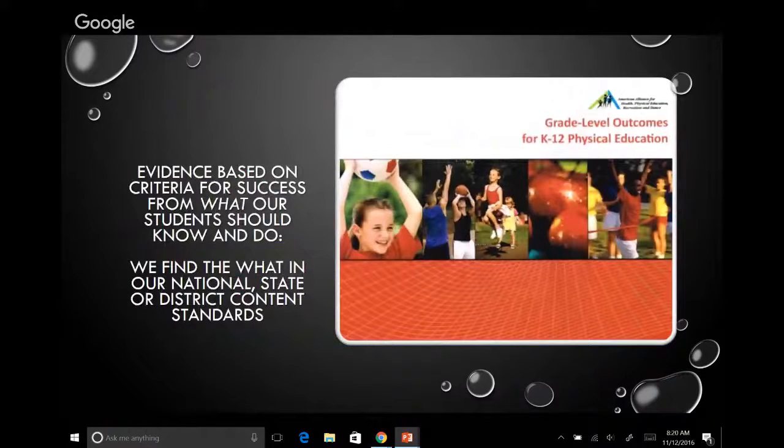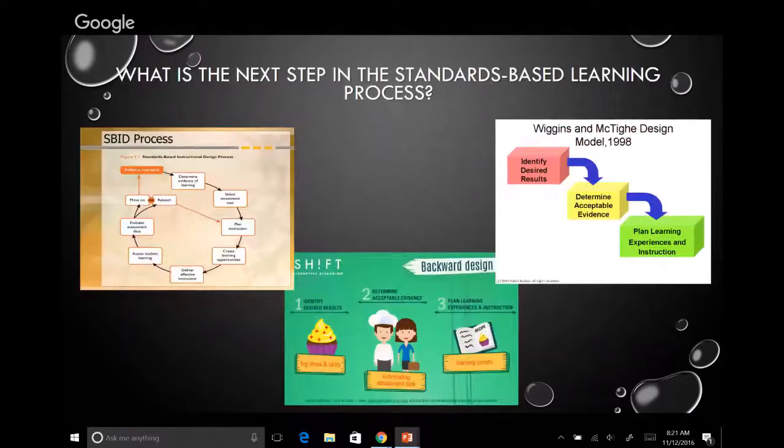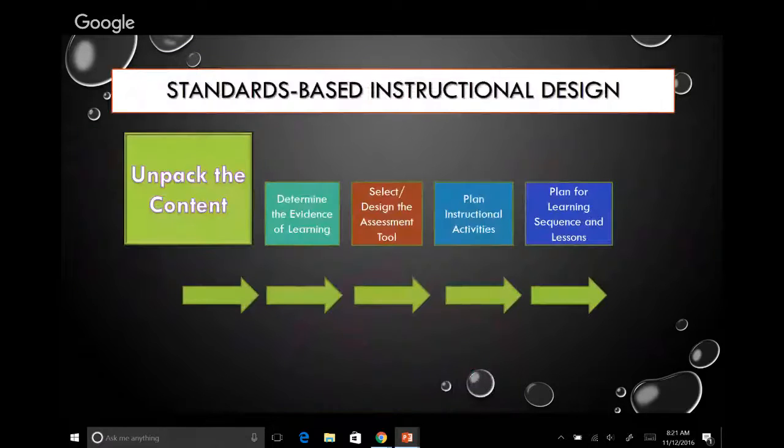So here's where we start. We do have documents that help us craft learning experiences through our national, state, or district standards. Once we've chosen the standards that we believe will move our students in their physical literacy journey, the next step is to use standards-based instructional design. Standards-based grading relies on standards-based instruction. You may be familiar with backward design or understanding by design. They are models that are very similar. What we're going to use is the SPID process.